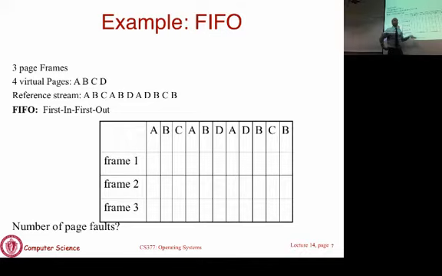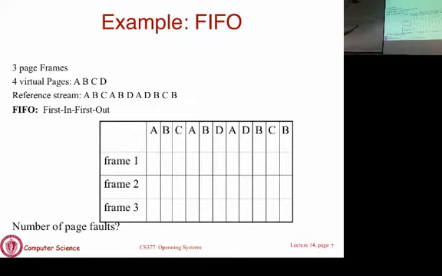So this is A. Memory is empty, that's a page fault. You're going to fetch page A from disk, and let's say you put it in the first frame. I'm going to write this here. First up is A, and that's a page fault, so I'm going to mark that with a star.